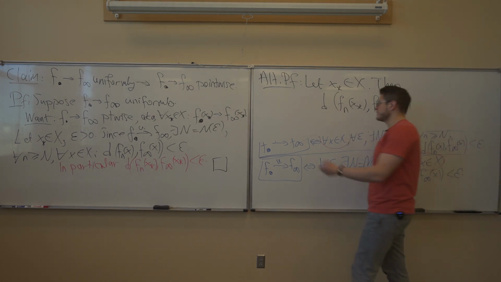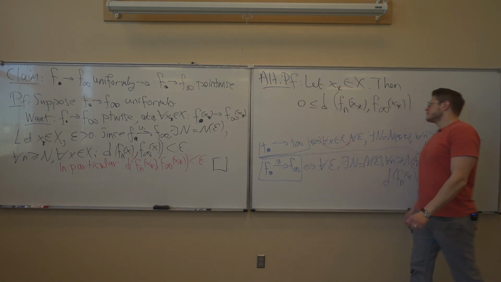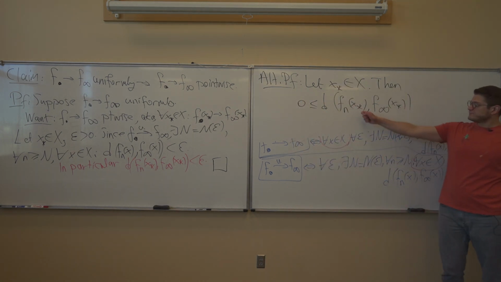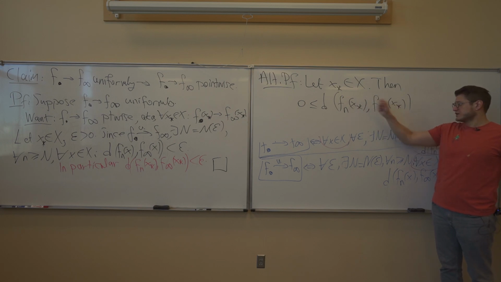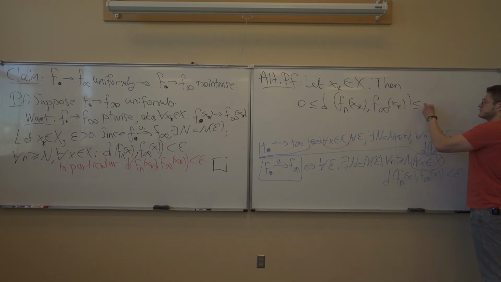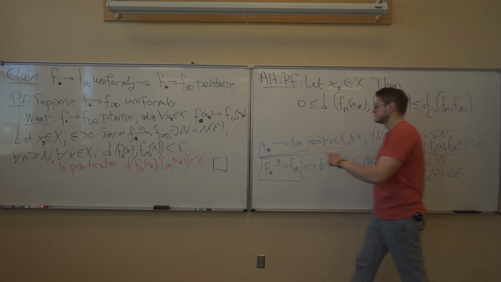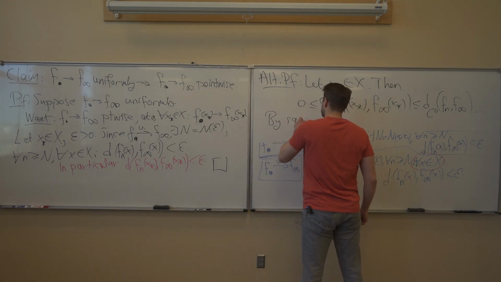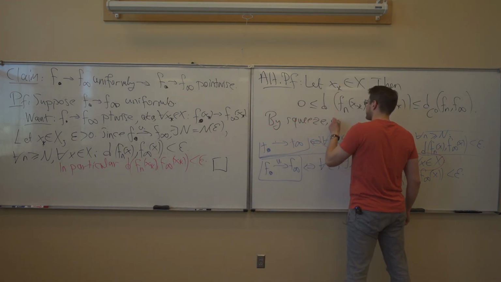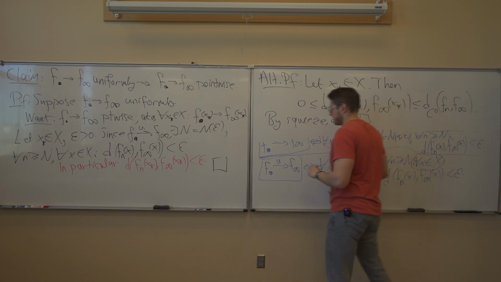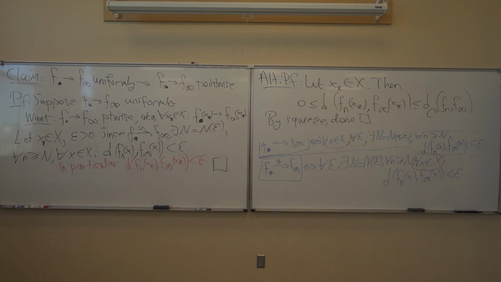Well, because d is a metric, I know that this is bounded by 0 from below. And from above, if I were to take the supremum over the inputs, this would turn into the C0 distance. By assumption, I know that this sequence of real numbers converges to 0. And by the squeeze theorem, that means that the middle term also has to converge. That's another way of doing the same thing. Okay.